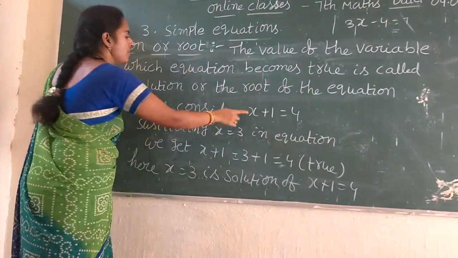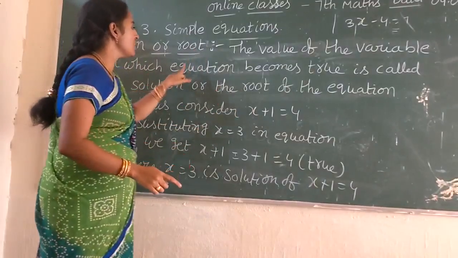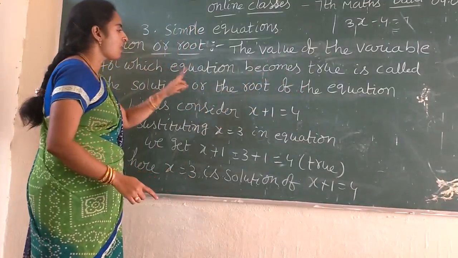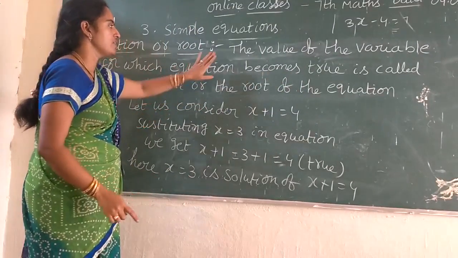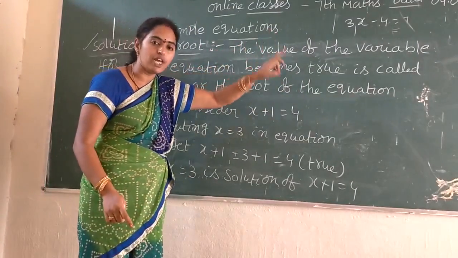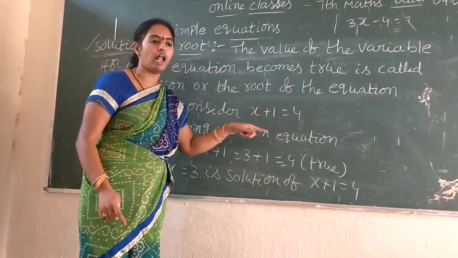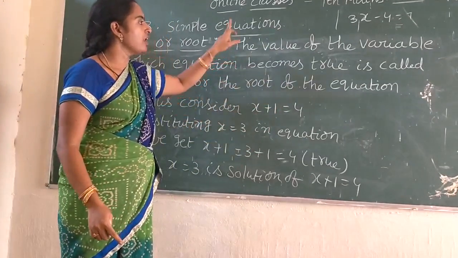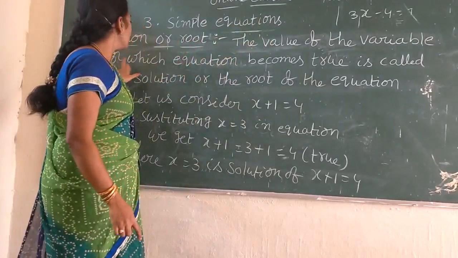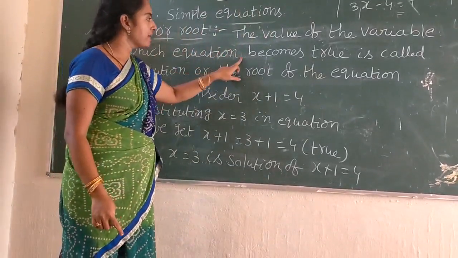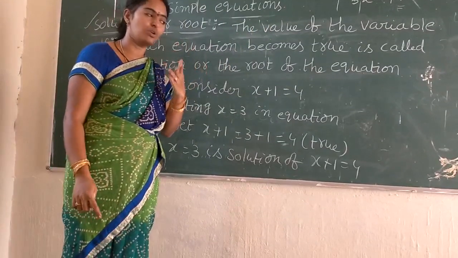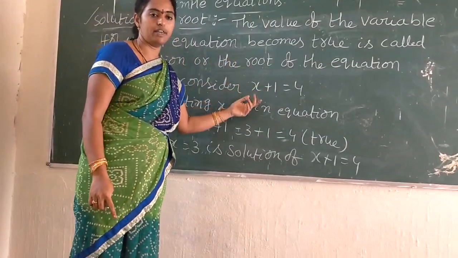The value of the variable for which the equation becomes true is called the solution or the root of the equation. The value of the variable for which the equation becomes true. So the value of the variable for which the equation becomes true is called the solution or root of the equation.